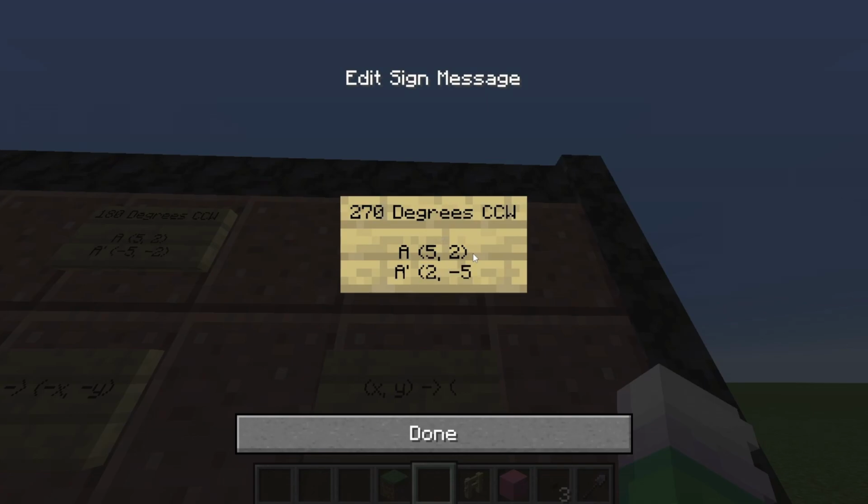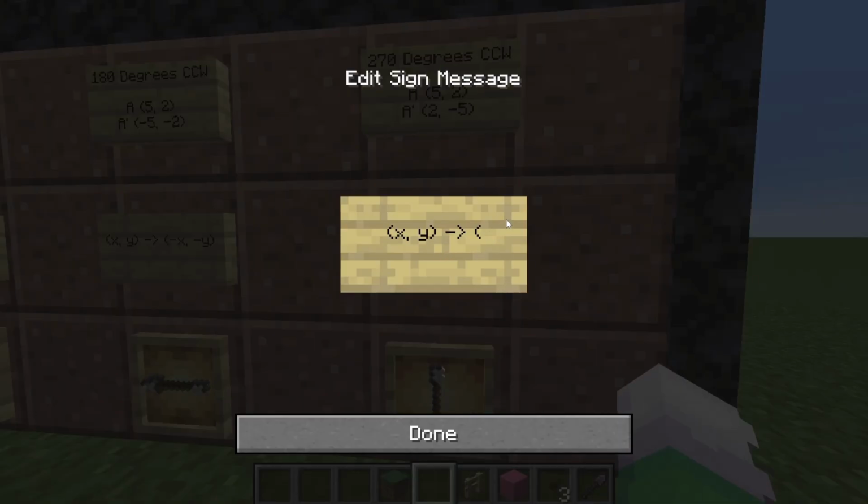Okay, and what we'll notice is that my numbers did switch places. So the 2 goes here, the 5 goes here, but the X coordinate, my X changes signs. It becomes a -5. So the X changes signs, Y stays the same, but they switch places. So this would be y, -x.